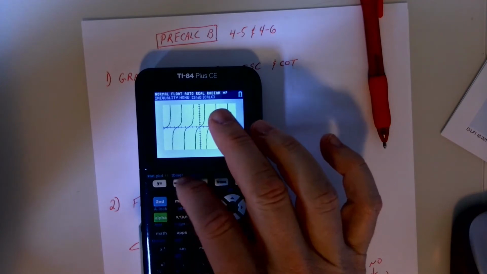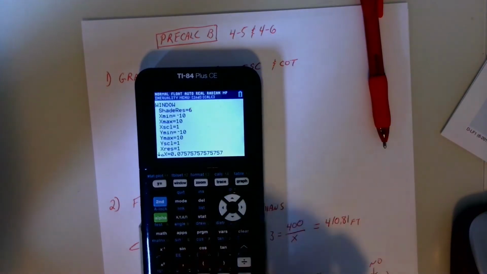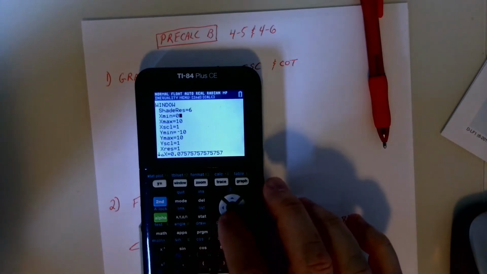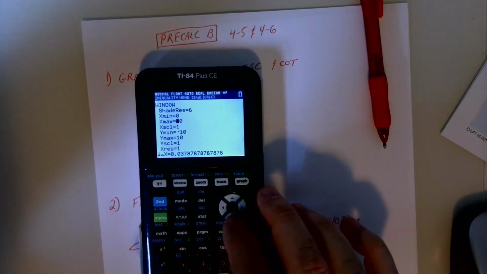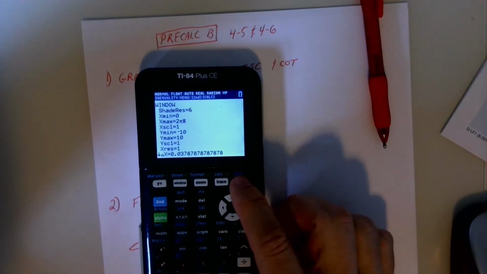So let's do it this way. Go to our window, and so x-min, we're going to make it be 0, and x-max, we're going to make it be 2 pi, and then graph.